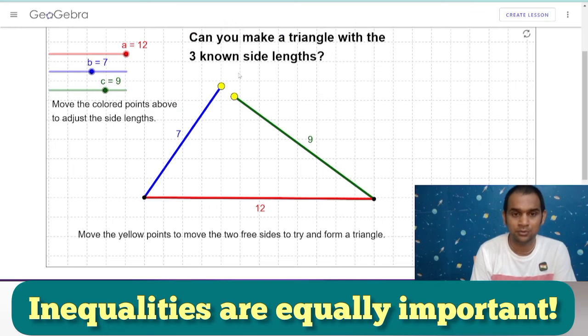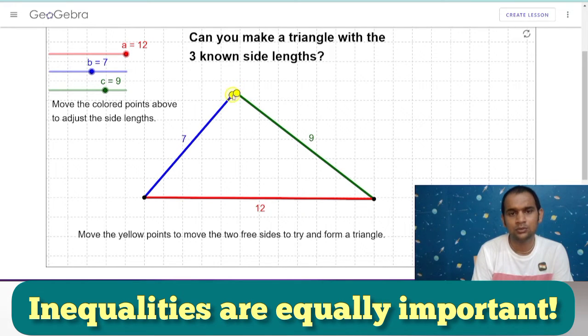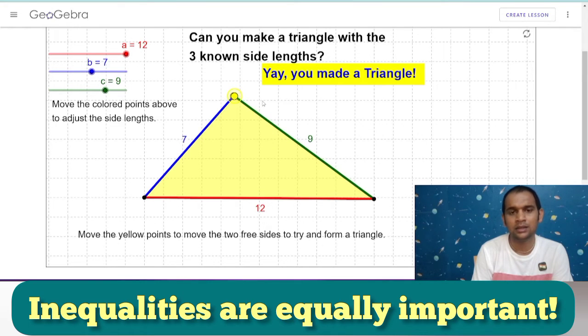Let us now try to observe. The sides of the triangle we have right now are 12, 7 and 9. Can we make a triangle? Let's try to make it. And if we somehow do it like this, yes, we made a triangle. That means it is possible to make a triangle with 7, 9 and 12.